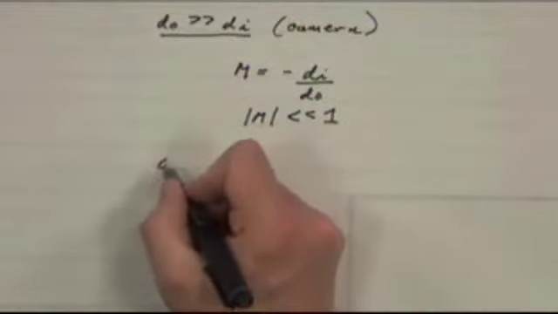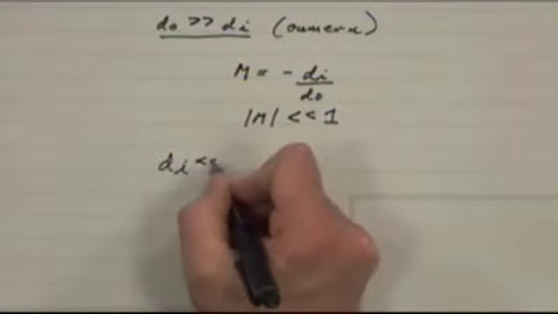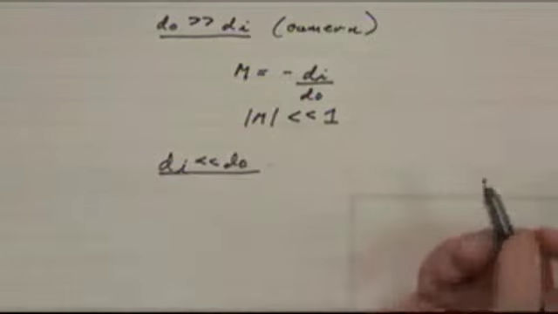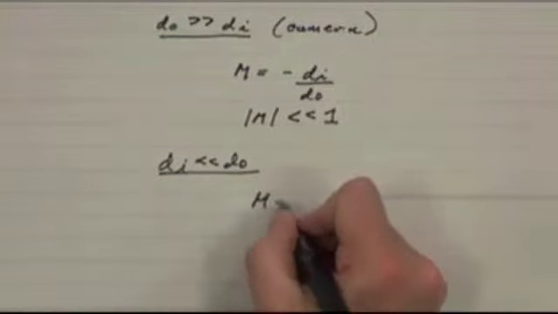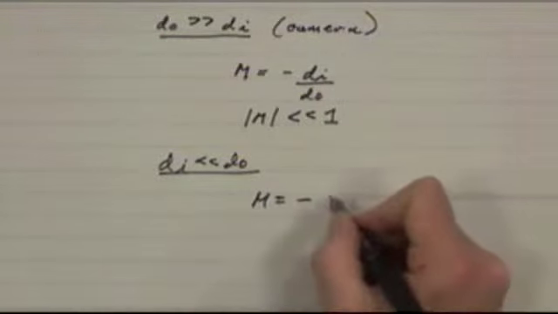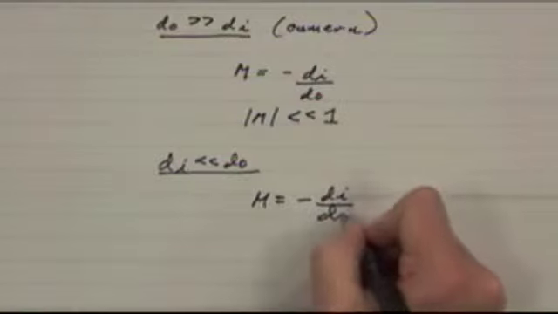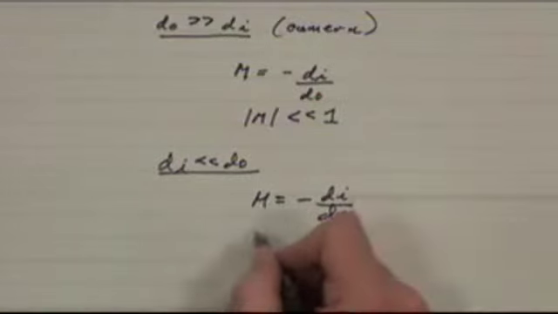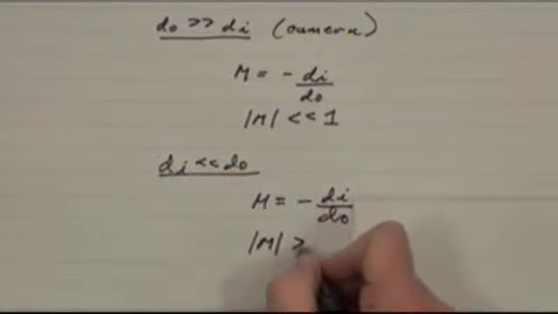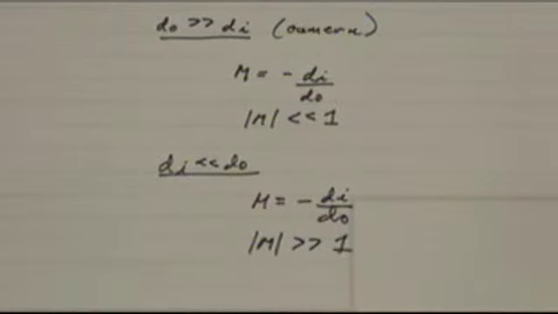If, on the other hand, d sub I is much greater than d sub O, see, that can actually happen, and in that case, m is equal to minus d sub I over d sub O, so the absolute value of m is much greater than 1. So in there you actually get magnification.